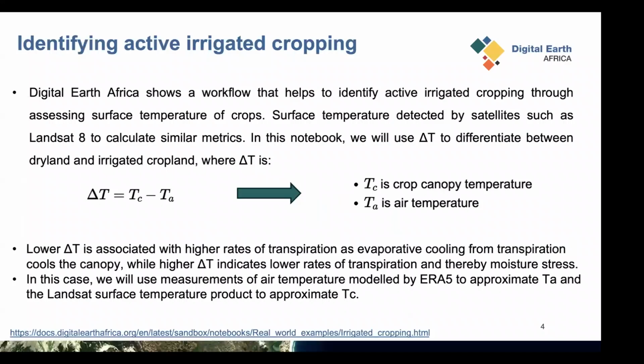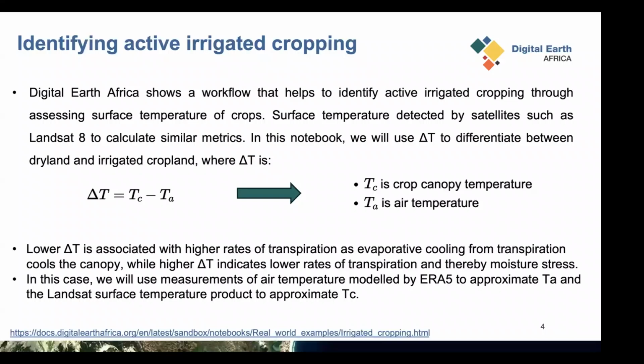For today's topic, we're looking at areas where we have active irrigation, and the question is how best you can monitor an irrigation scheme. Using the Digital Africa workflow, we can access surface temperature from the Landsat data, and this will be an indicator of whether crops are stressed or actually have access to the water resource that they require, and how best to monitor the areas.